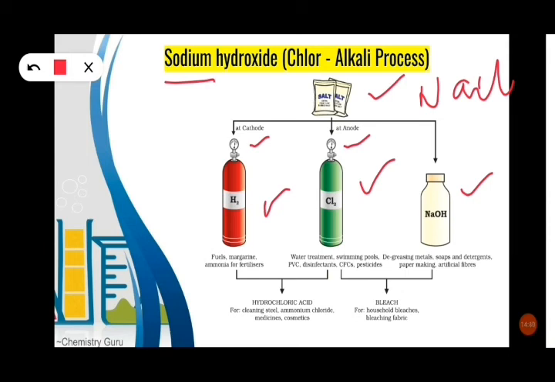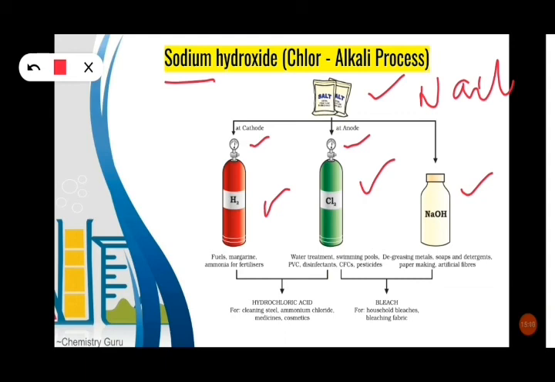So hydrogen is used to produce ammonia, which is used as a fertilizer, right? Chlorine is used in water treatment, swimming pools, PVC, CFCs, pesticides, etc. These are a few major uses of chlorine. Sodium hydroxide is used in degreasing metals, in soap and detergent production, paper making, artificial fiber, etc. So these all are major uses of sodium hydroxide.